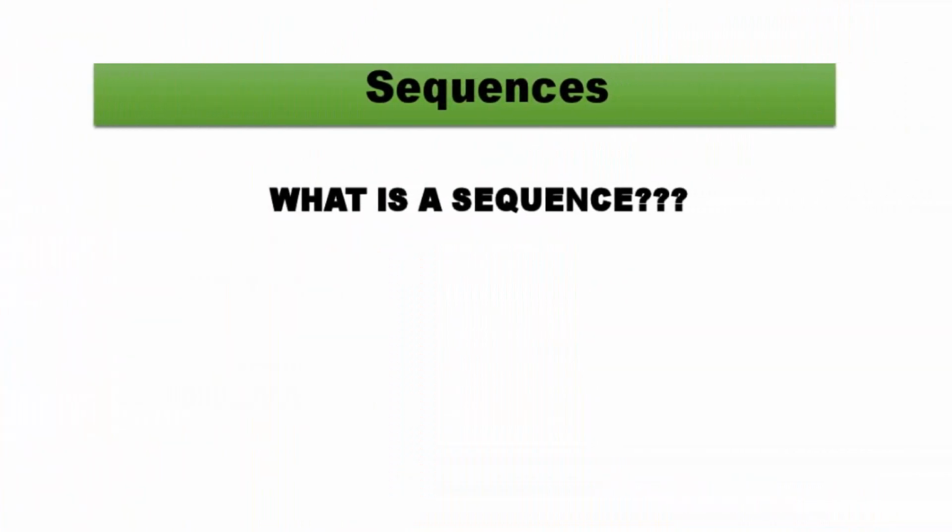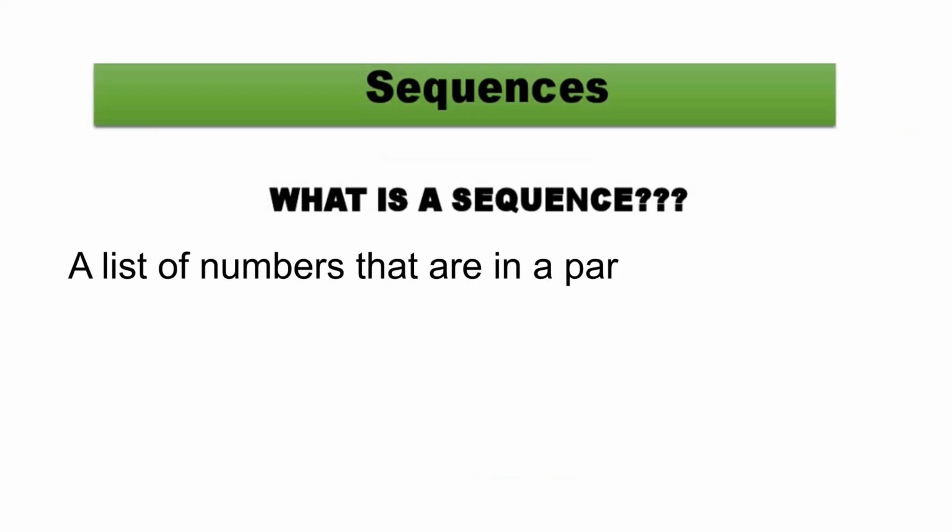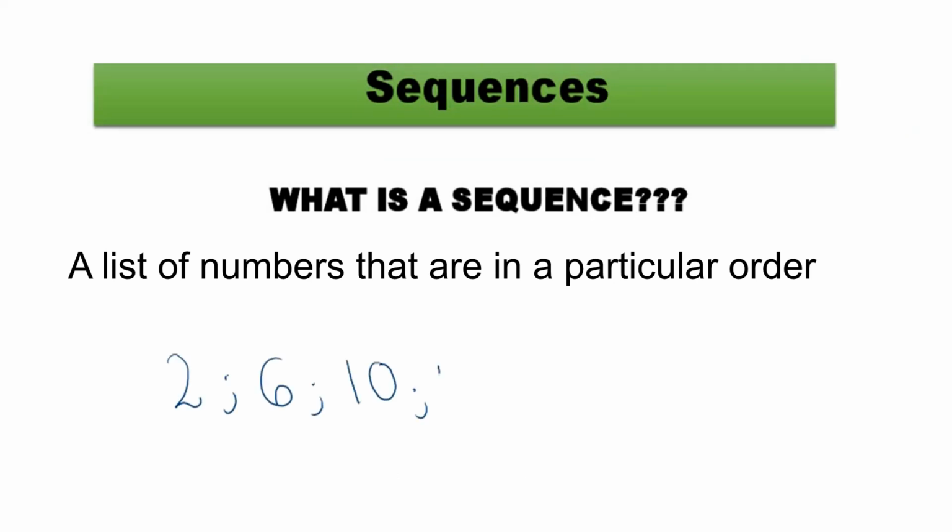Alright, guys, so what is a sequence? Okay, a sequence is a list of numbers that are in a particular order, right? Let's have a look at an example. Okay, so if you're given a list of numbers like 2, 6, 10, and 14, right, we can say that this list of numbers is a sequence. Why can we say that this is a sequence, right? Because they're in a particular order.